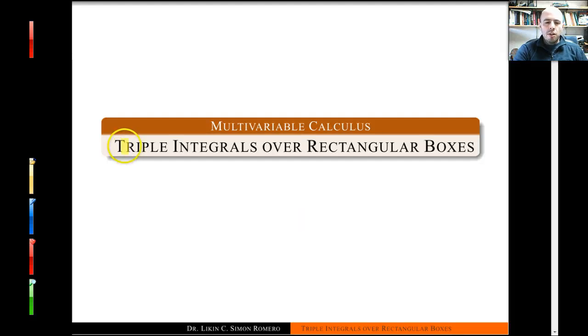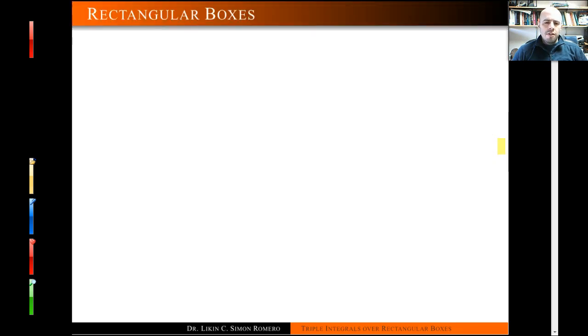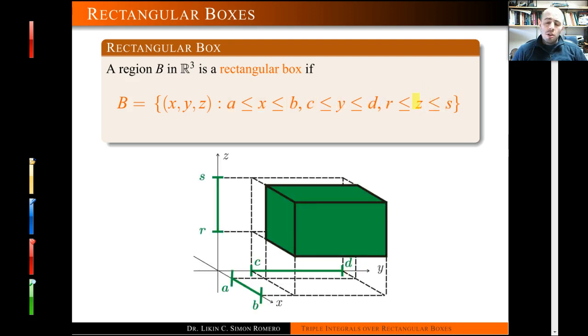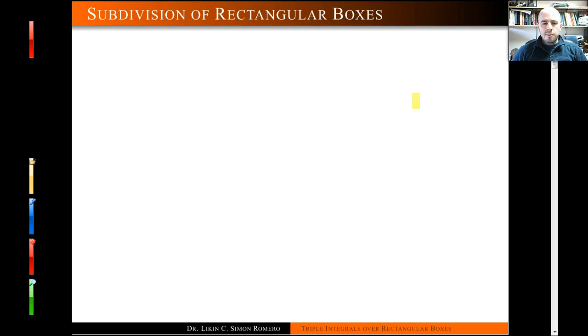I'm here to present you the video tutorial for triple integrals over rectangular boxes. So first of all, what is a rectangular box? A rectangular box is a region in three-dimensional space that looks like this: x moves between two constant numbers, y moves between two constant numbers, and z moves between two constant numbers, and what you get geometrically is a box.